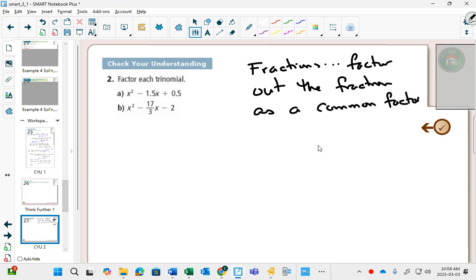So what we're going to do is factor out the fraction. You can put the word decimal in there as well, but I think it's easier to see things as fractions. So the first one, I'm going to change minus 1.5 to 3 over 2, and I'm going to change 0.5 to 1/2. And I have a fraction because there is a 2 on the bottom, my denominator. Because I don't want to deal with that fraction, I'm going to factor it out.